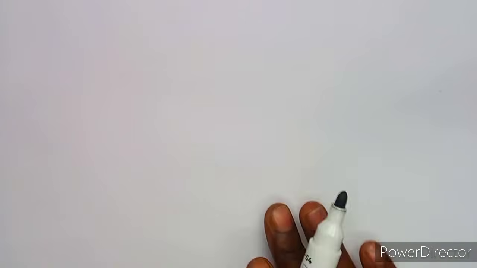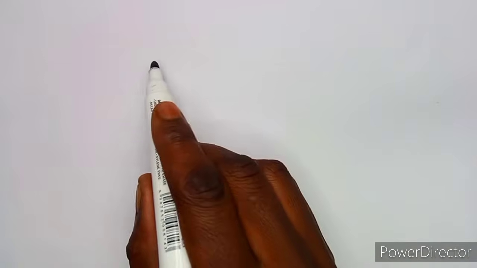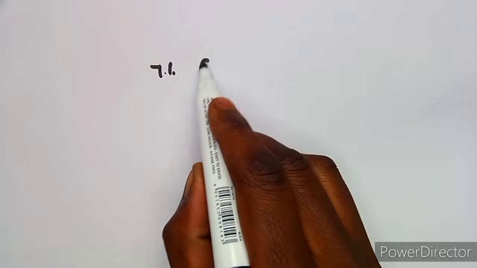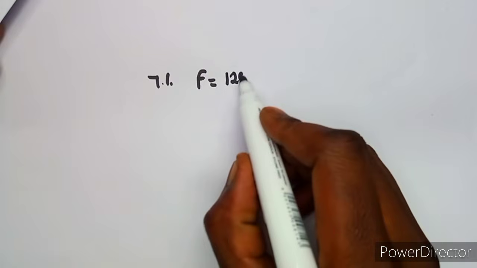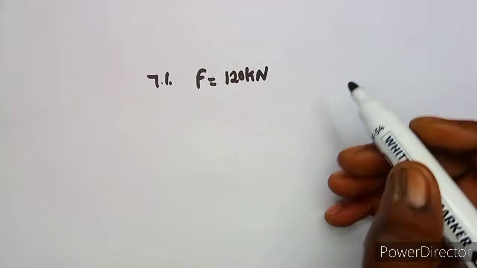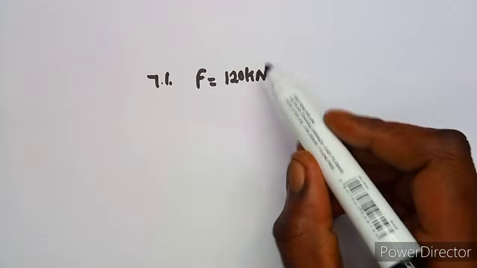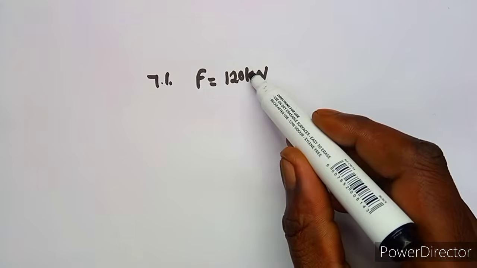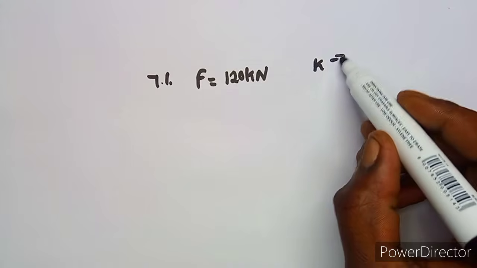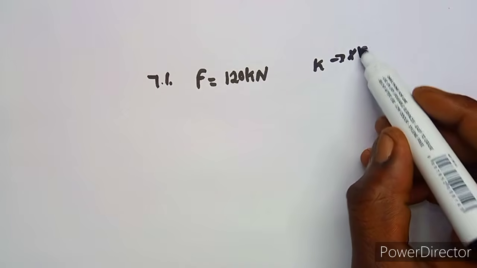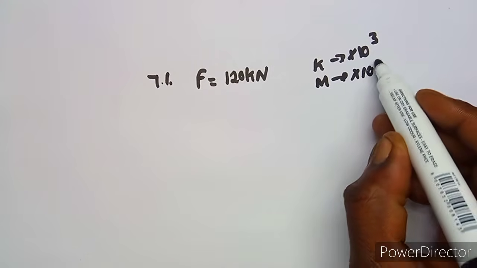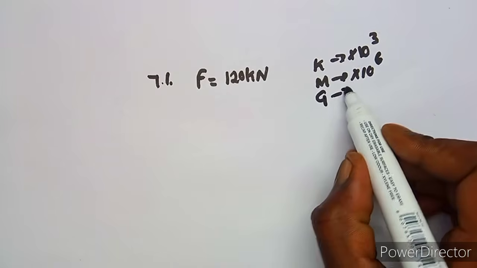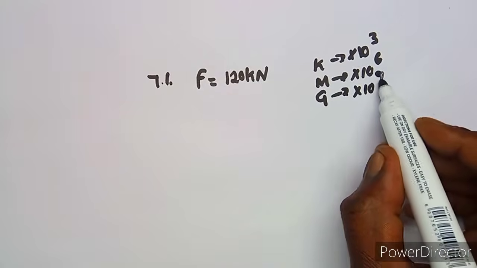We are given a tensile force, so this is actually 7.1. We are given a force of 120 kilonewtons. Just write your information as it is, 120 kilo, even though you know that it's 120,000. You must know that kilo is times 10 to the power of 3. If it is mega, that is times 10 to the power of 6. If it is giga, that is times 10 to the power of 9. All right, so that is what you're supposed to know there.